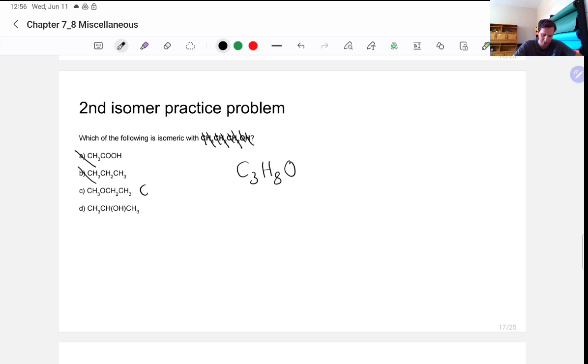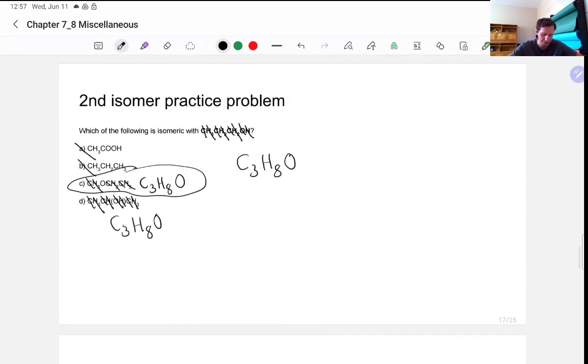Third one, yeah, we have 3 carbons. We have how many hydrogens? 3, 5, 8, okay. And 1 oxygen, that looks good. So I think that's the correct answer. Let's just check the last one though, okay? So in the last one, we have 1, 2, 3 carbons, so C3, and then H is 3, 4, 5, 8, and then oxygen 1.